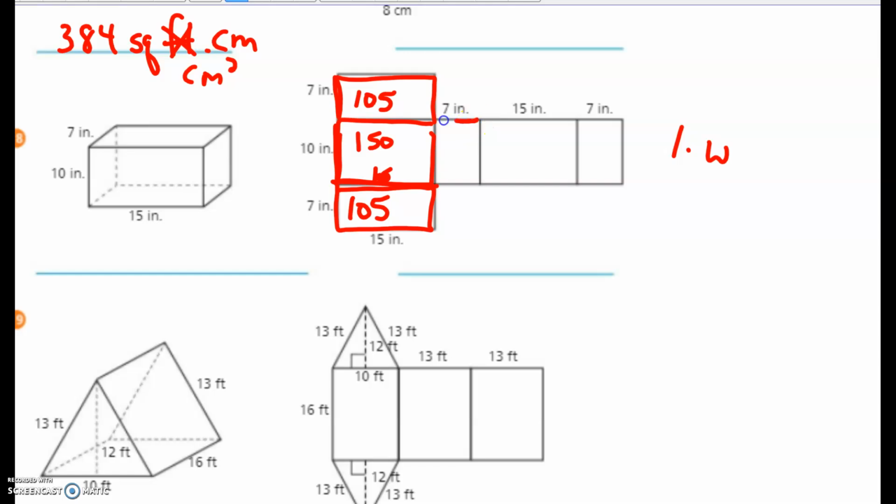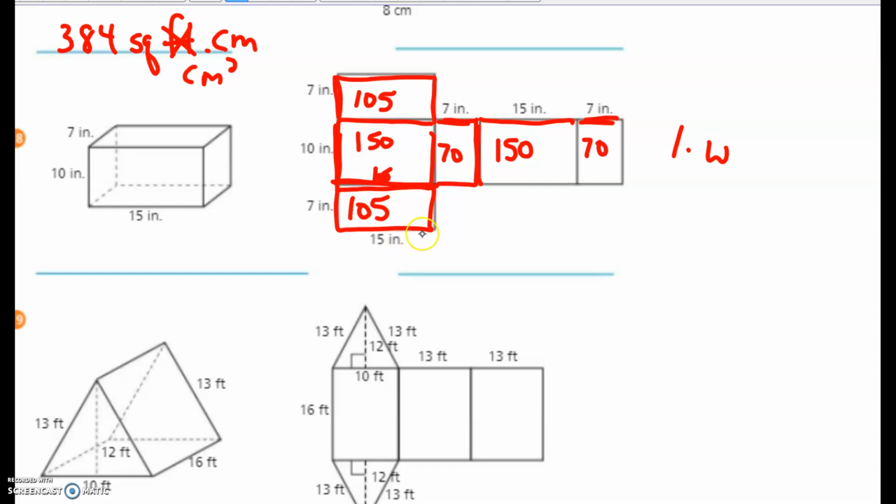For here, another face, another rectangle, 7 and 10 is 70. For here, this distance is 15. This is 10. You can do that in your head. 10 times 15, 150. Last one, 7 times 10 is 70.